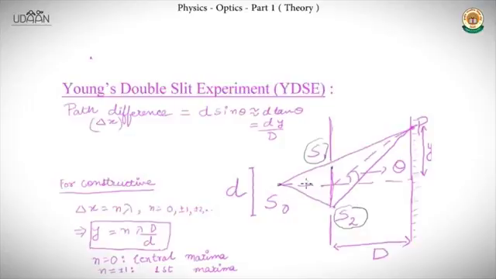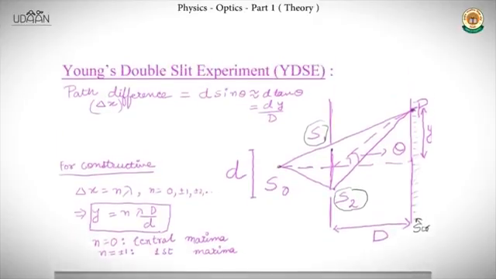Now, the light from these two slits will interfere at a specific point on the screen. At this point, the path difference is given by d sin theta, which can be approximated as d tan theta, which equals d y by D, where small d is the distance between the slits and capital D is the distance of the screen from the slits, and y is the position of the point.